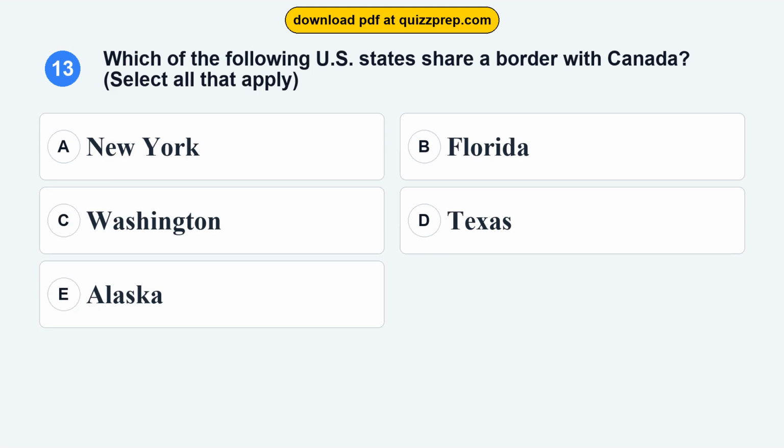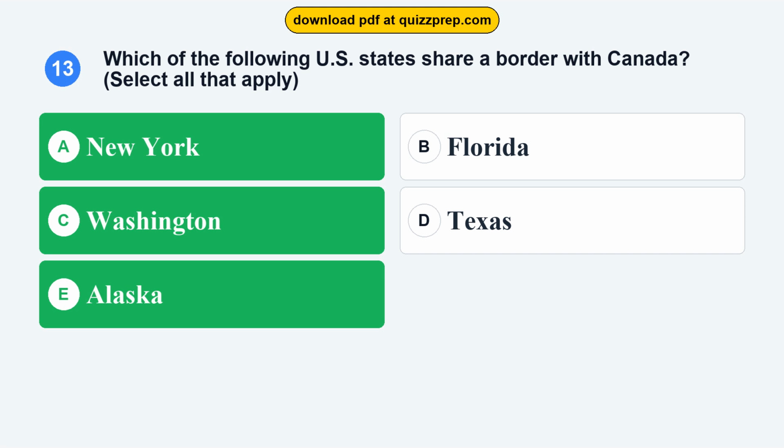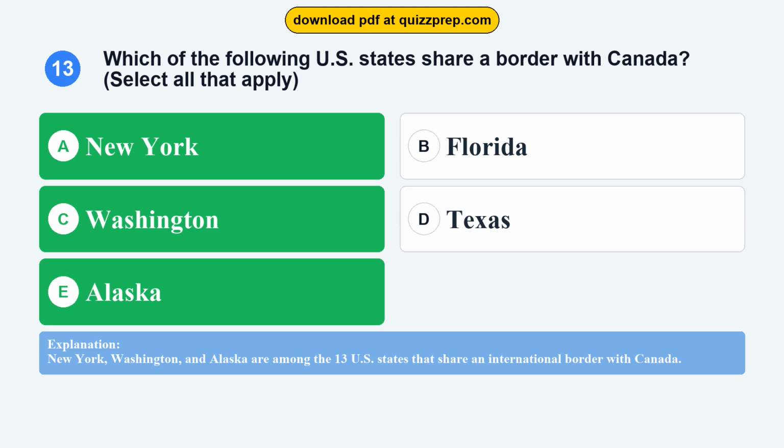Question 13. Which of the following U.S. states share a border with Canada? Option A. New York. Option B. Florida. Option C. Washington. Option D. Texas. Option E. Alaska. The correct answers are options A and C and E. New York, Washington, Alaska. New York, Washington, and Alaska are among the 13 U.S. states that share an international border with Canada.